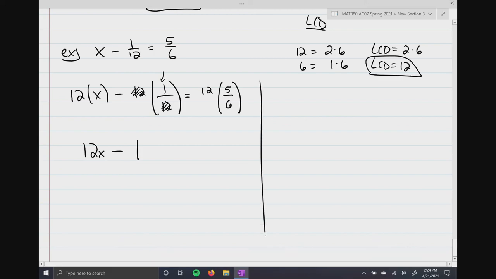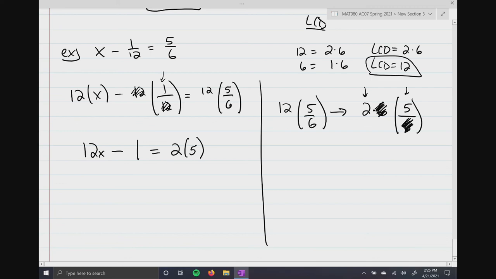So, off to the right, watch what I write here. I'm going to do 12 times 5 sixths. However, I'm going to use a lesson that we learned a long time ago in fractions. I'm going to rewrite the 12 as 2 times 6. The reason why I chose 2 times 6 and not 3 times 4, because remember, 3 times 4 is 12 also, is so I can do this. I can scratch out my denominator. And I write exactly what's left over. I have a 2 out front and a 5 inside parentheses.